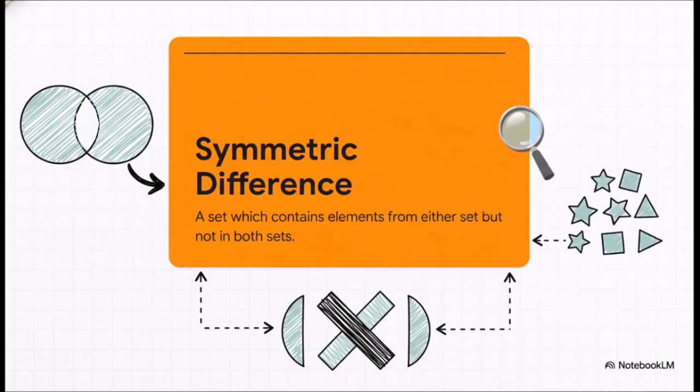And our final operation is the symmetric difference. It sounds a little complicated, but the idea is simple. Think of this as the anti-intersection. It gives you a set of everything that is in one set or the other, but specifically not in both. It's all the elements that are not shared between them.